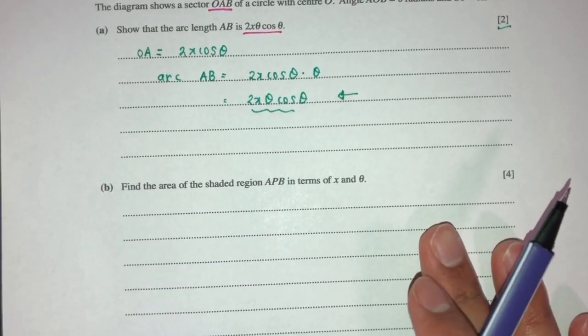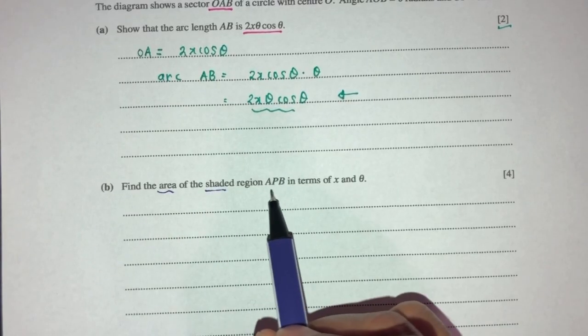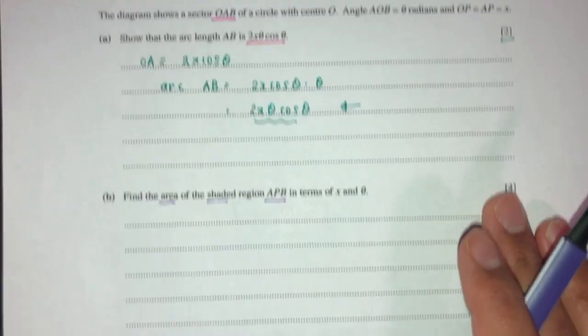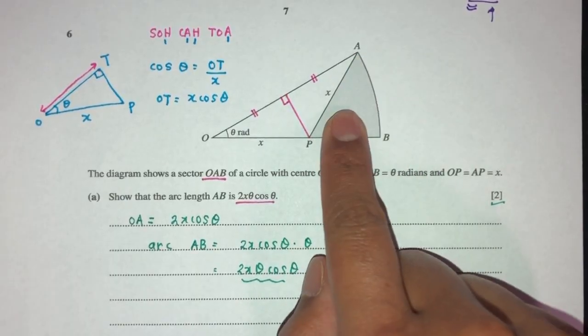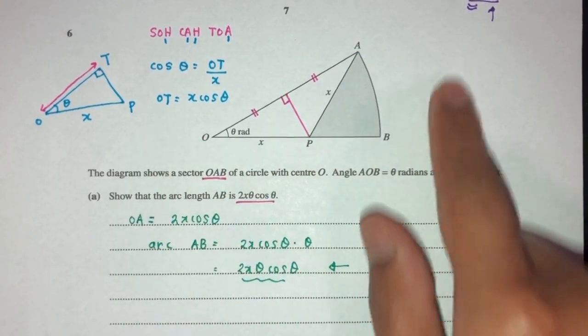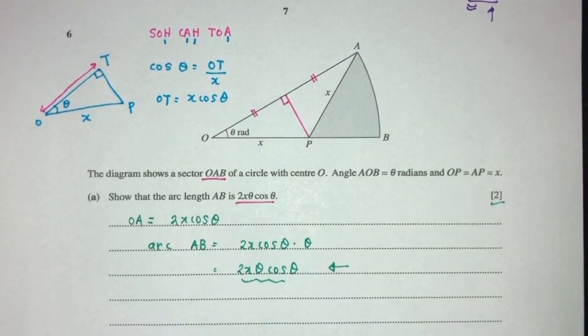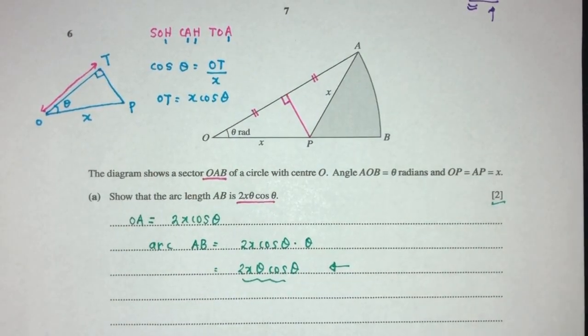Now for part B, we have to find the area of the shaded region APB in terms of x and theta. Again, it is up to you what method you want to use, but the logic behind is the same. How would you find the area right here? You will first find the area of the whole thing minus the area of the triangle over here, right? So how would you find the area of the whole thing? This is the area of a sector, right?